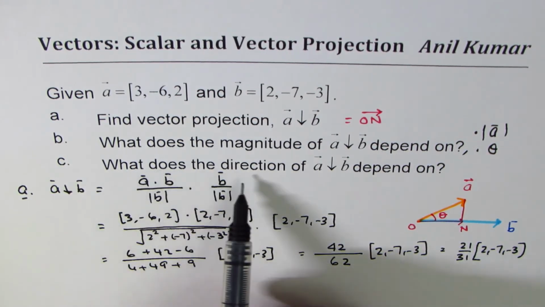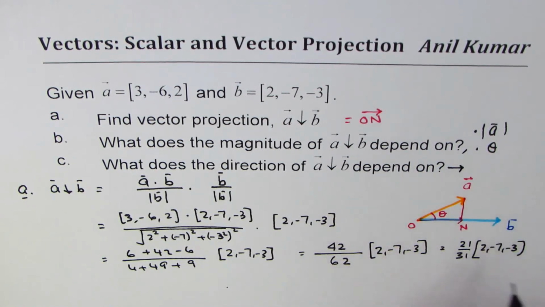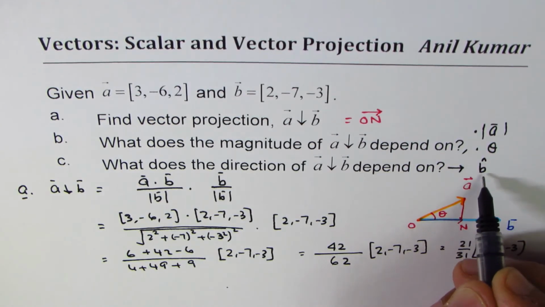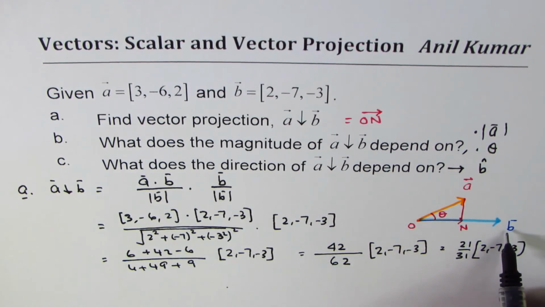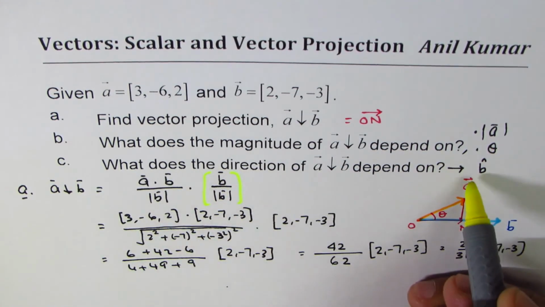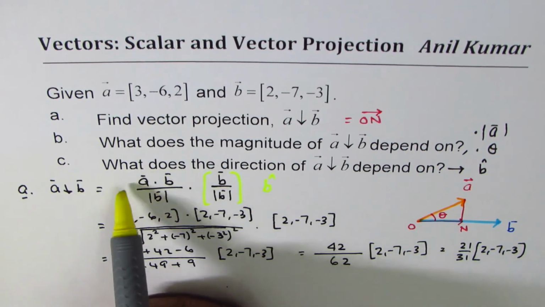The second part is, what does the direction of the projection of A on B depend on? So the direction really depends on the direction of B. It's always in the direction of vector B. So the unit direction of B is the second part. That is the direction part, which is unit vector B. And that's the magnitude part.